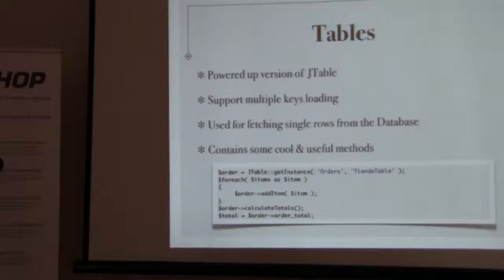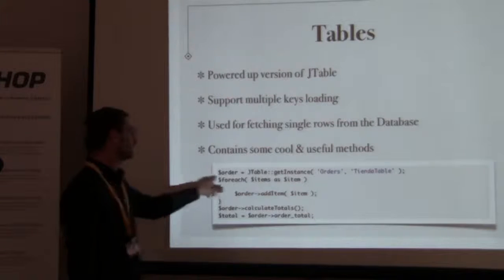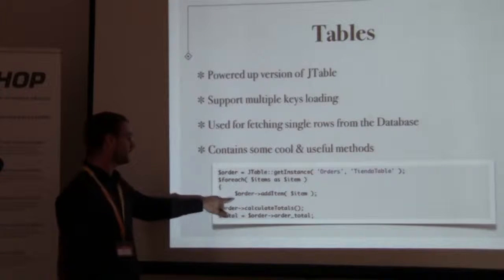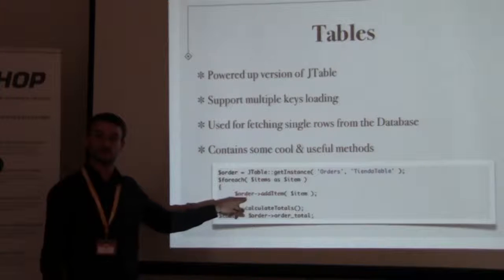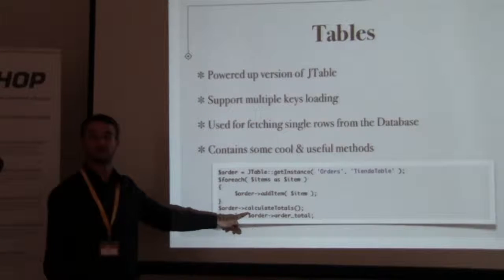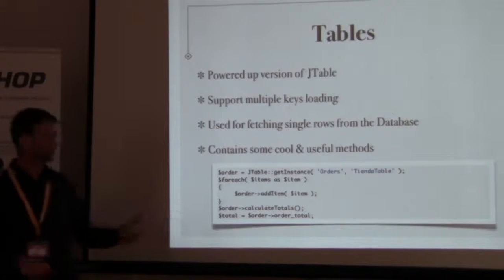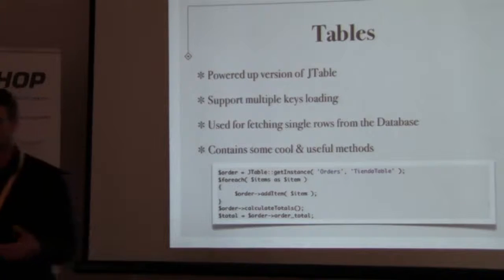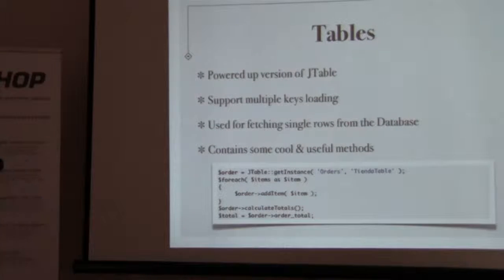As I said before, we also have a lot of helper methods on the tables. For example, for the order table, we can add products to the order class and calculate the totals automatically. The order table has all the products in your order and is able to automatically calculate all the totals: taxes, shipping, subtotal, total.